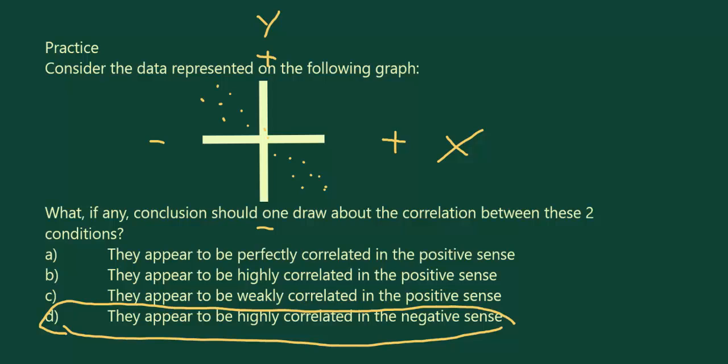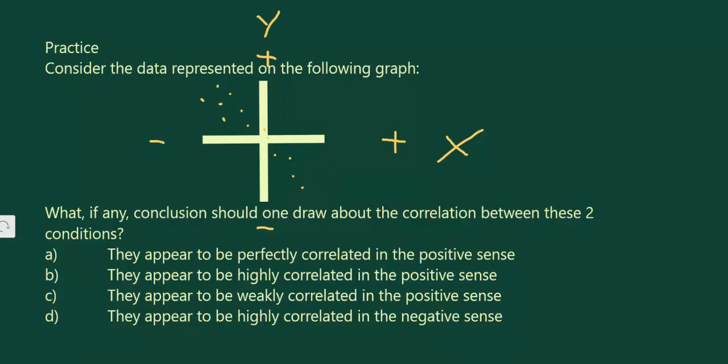And that's because as one of the correlates increases, we see a pattern in which the other correlate decreases. If they were to both be increasing, that'd be in the positive sense. But since one decreases when the other one increases, they're correlated in the negative sense. So a positive correlation then would look like this.